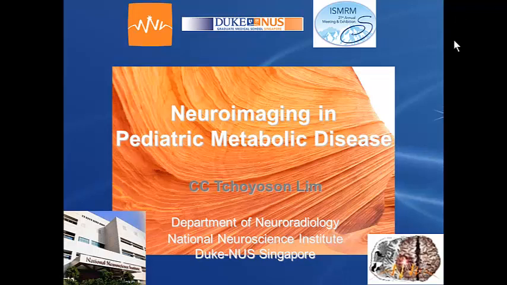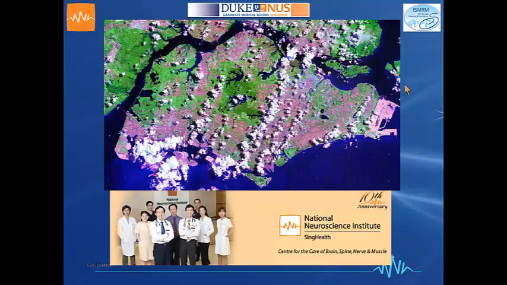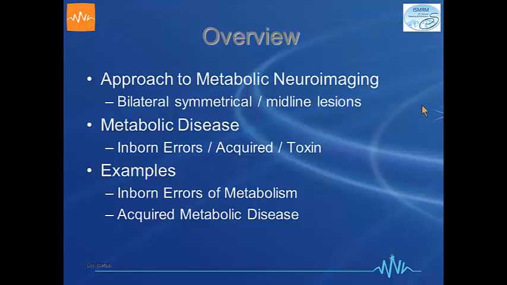And that's a picture of one of the most beautiful places in Utah. I have no declarations, and this is greetings from Singapore, our small country, to be talking about a slightly bigger topic. The approach to metabolic neuroimaging is actually very difficult, and the number of conditions that we have to cover is quite vast. So I will be talking a little bit about how to approach it, primarily because many of these systemic diseases are bilaterally symmetrical.